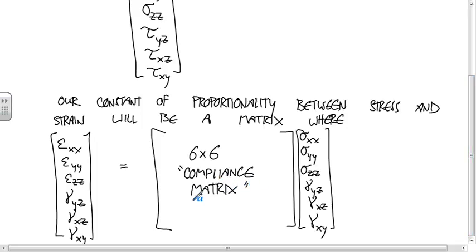And it's called the compliance matrix because the elements of this matrix are bigger if the material is more compliant. Whatever the stresses are, if these values are bigger, you get bigger strains out of it. Those stresses made the thing deform more. If these values are smaller, then the material's stiffer. So bigger values mean the material is easier to deform.